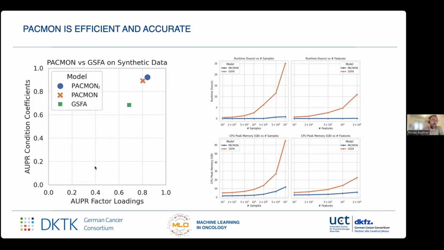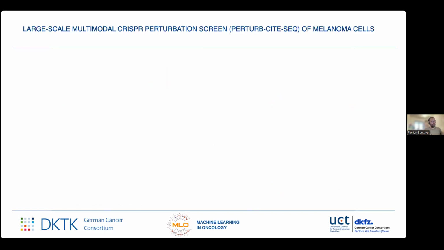Another nice feature of PacMon is that it scales very nicely. So runtime stays very, very small, even for a very large number of cells or samples. Also, memory stays very low in comparison to GSFA, where runtime and memory explode if you go beyond like 10,000 cells. And GSFA also can only handle single modality data.